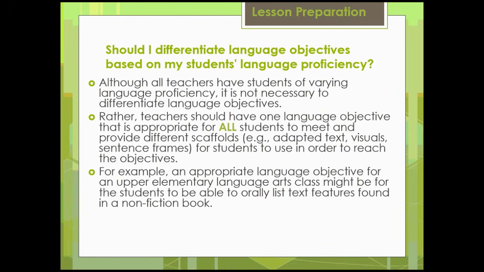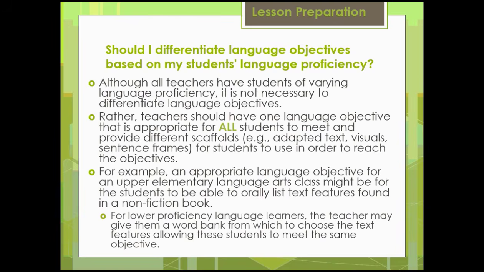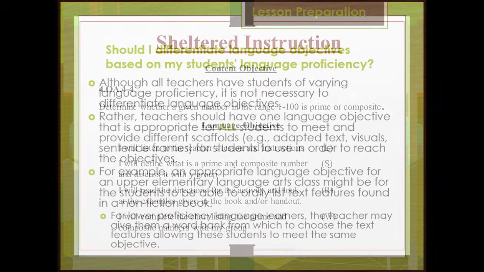For example, an appropriate language objective for an upper elementary language arts class might be for the students to be able to orally list text features found in a nonfiction book. For lower proficiency language learners, the teacher may give them a word bank from which to choose the text features, allowing these students to meet the same objective.